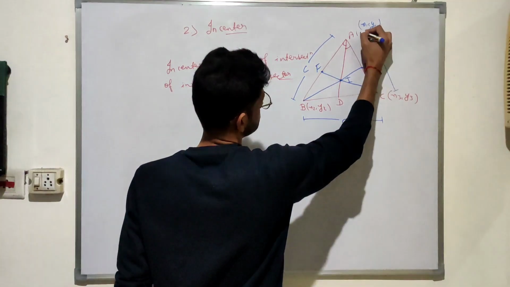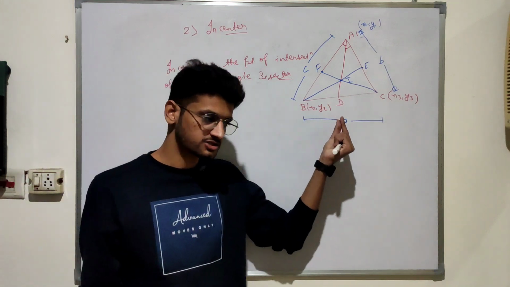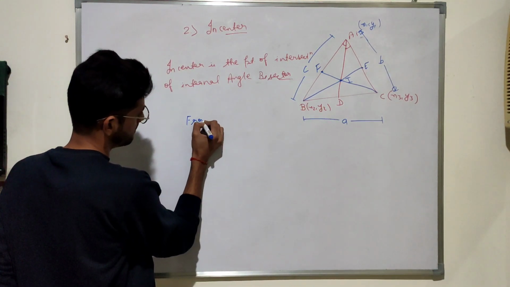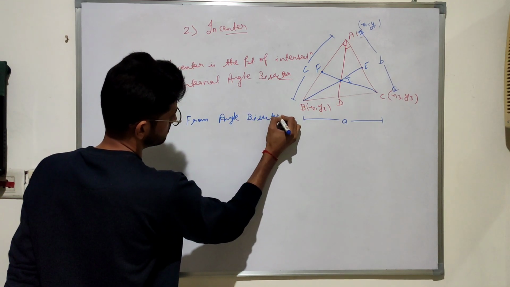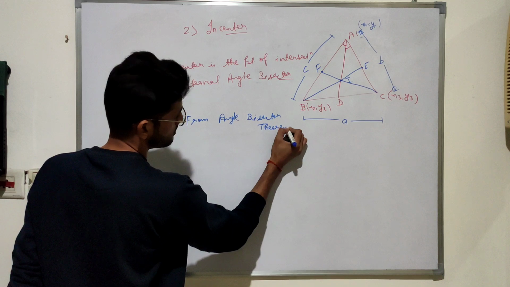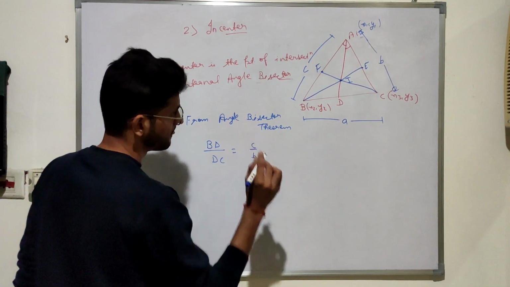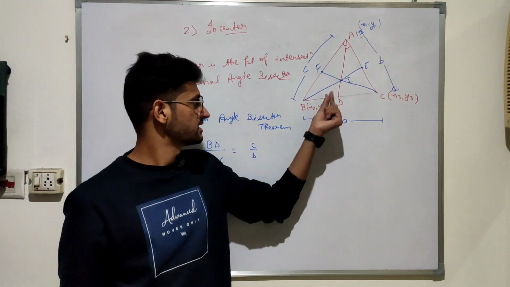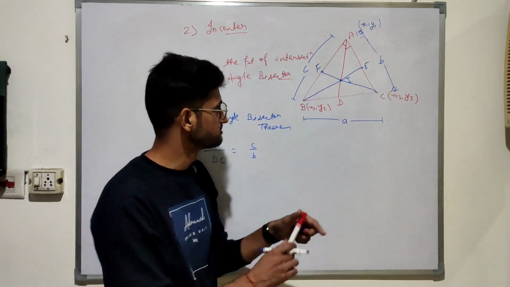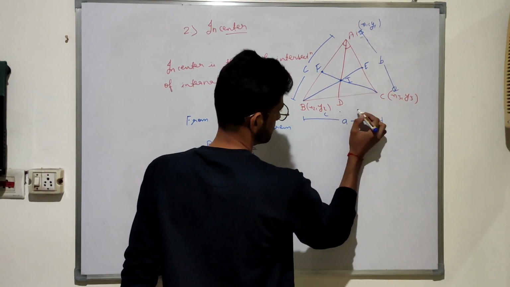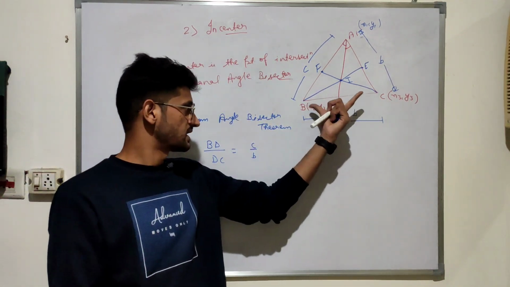Point A is x1, y1. From the angle bisector theorem, BD upon DC is equal to c upon b. If AD is the internal angle bisector of triangle ABC, it means that point D is going to divide side length BC in the ratio c to b. So we apply the section formula on side length BC.